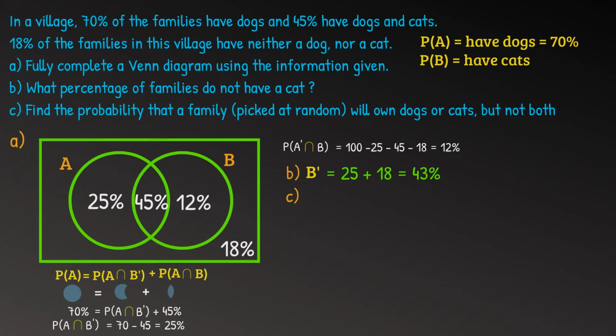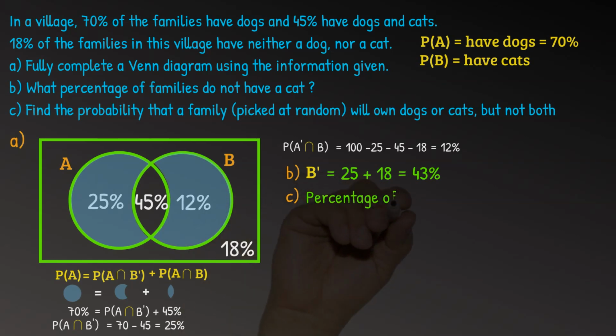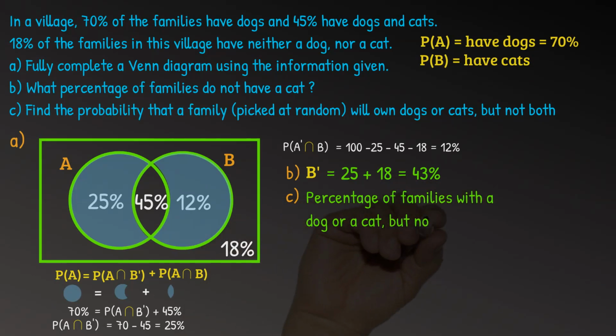And in part C, we're asked to find the probability that a family will own dogs or cats, but not both. Well, we can see from the diagram that 25% of families have just dogs and 12% of families have just cats. So the percentage of families that have a dog or a cat but not both is 25 plus 12, which is equal to 37%.